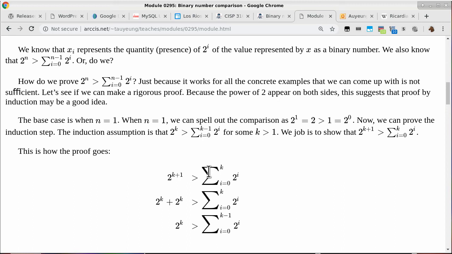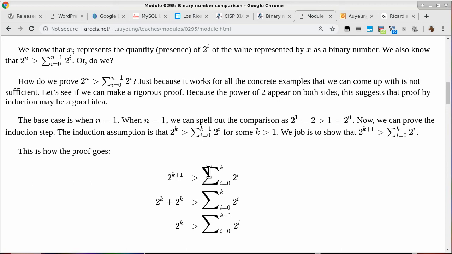In a proof by induction, once you have a base case, then you move on to the induction step. In the induction step, you start with what we call the induction assumption. The induction assumption looks kind of funny. It's like this, okay? We'll just pick a k. It's not a very specific value. We just make an assumption that the theorem holds true for k: 2 to the power of k is greater than sigma i equals 0 to k minus 1 of 2 to the power of i.